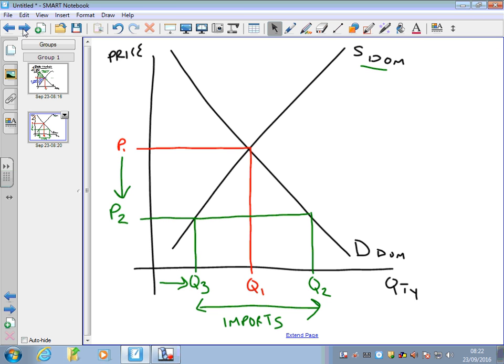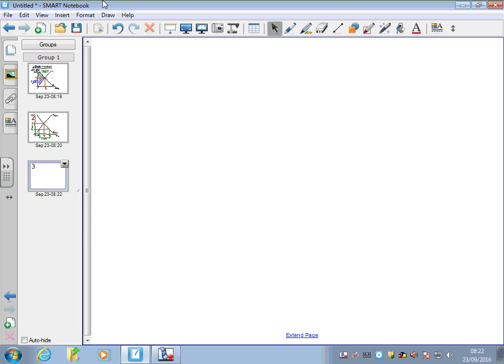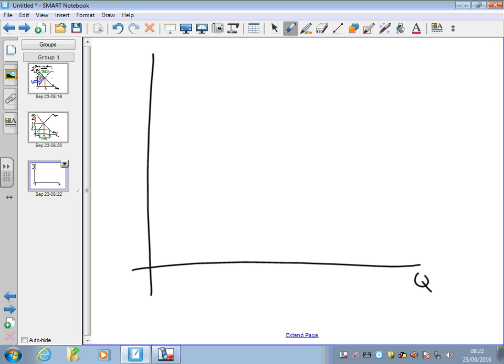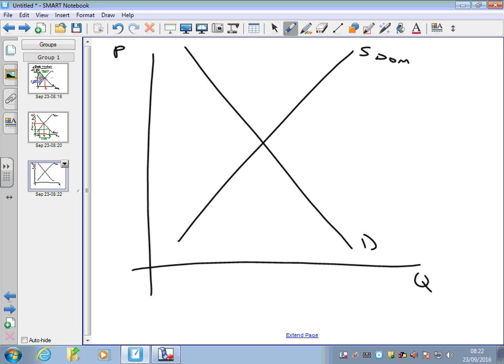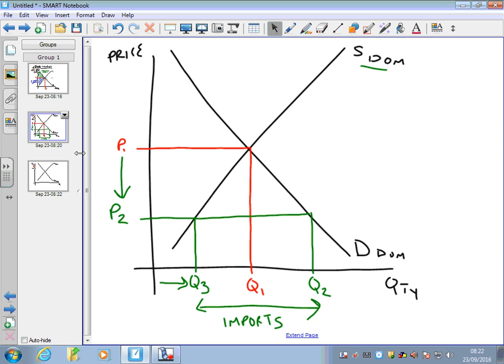Right, okay, now let's look at a more realistic example for a lot of economies. So again, we have price and quantity, we have the domestic supply, and we have the domestic demand. Now, if I go back to the previous diagram, we'd argue that if we were to go all the way down to P2, it's wonderful for consumers. It's a bigger range of goods and services, low prices, more competition, but it's not very good for domestic producers.